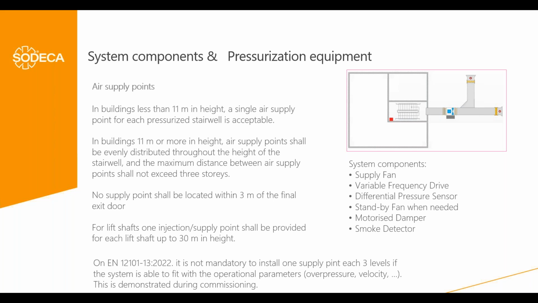The old standard had a requirement that for buildings less than 11 meters it was possible to have one single supply point, but for buildings more than 11 meters, it was necessary to have one supply point per each 3 levels. Do not put supply points within 3 meters of the final exit door. And for lift shafts, it was necessary to have one supply point every 30 meters of height.